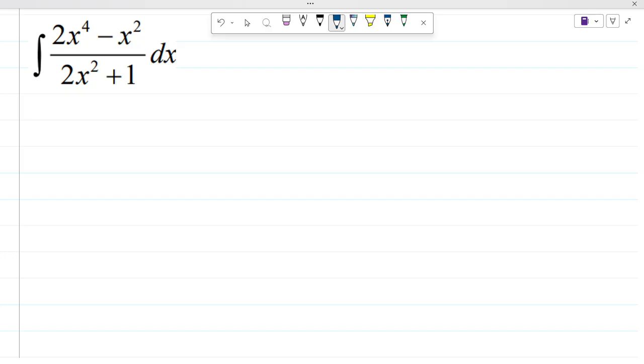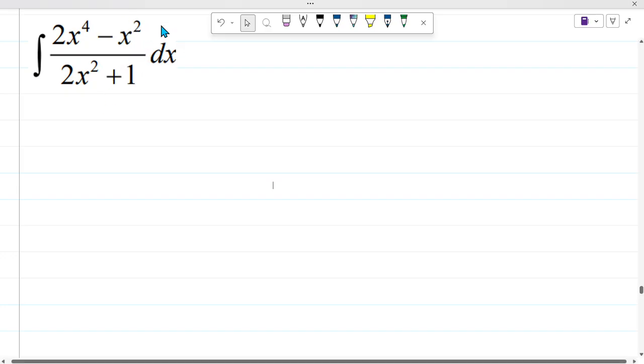We can see that we can't force 2x to the power 4 to become the derivative of the thing that's in the denominator somehow. So we're still going to have a problem. But as for this x squared, maybe we can cook something from it. So what are we going to do then?